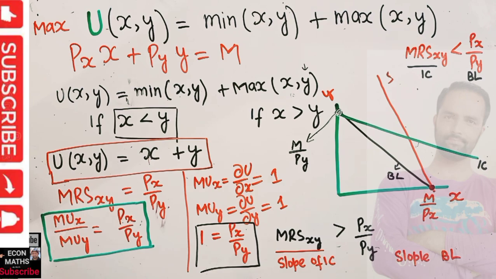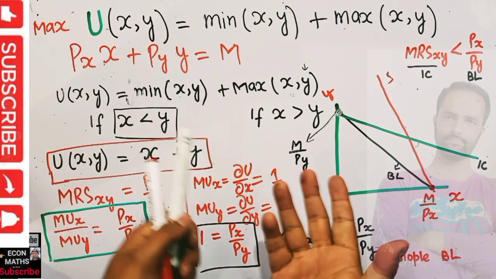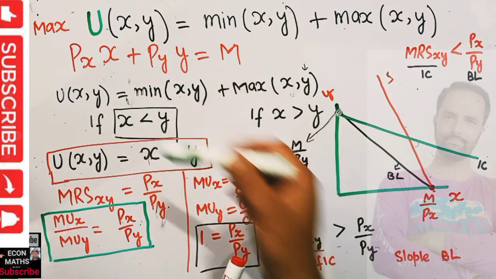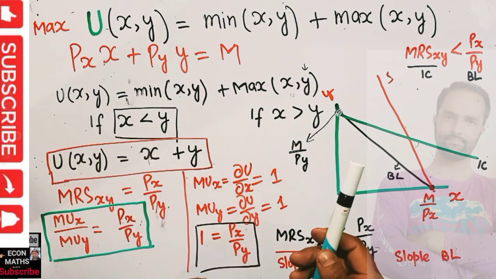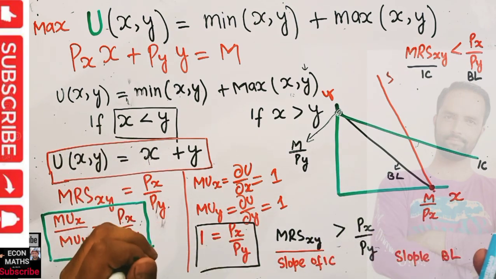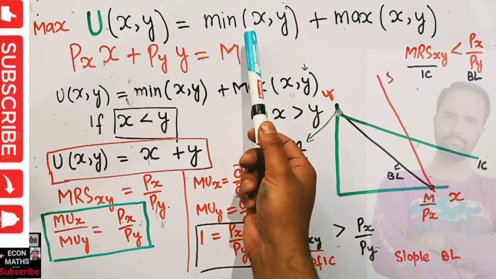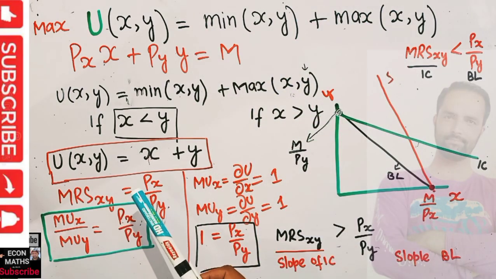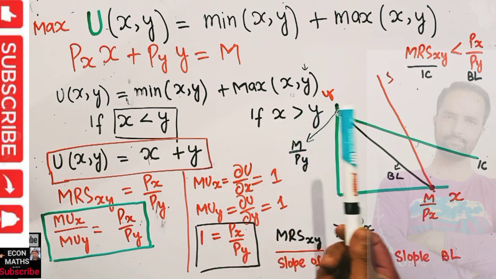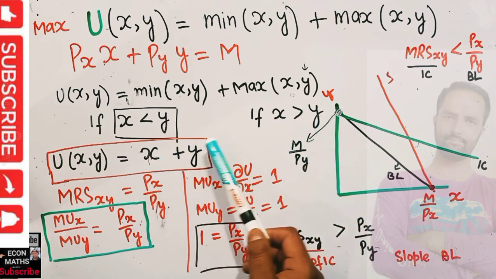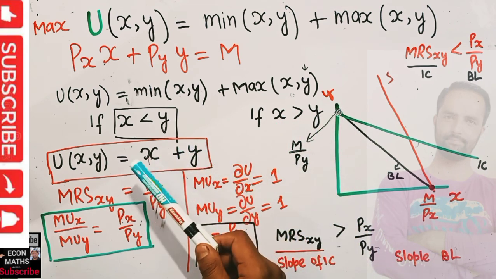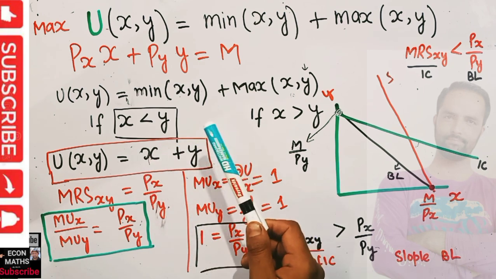So it was looking like a difficult question, but actually it was a pretty simple thing. We were given a utility function like this, a min function plus a max function, and we just rearranged this function and got a linear function. A perfect substitute utility function.